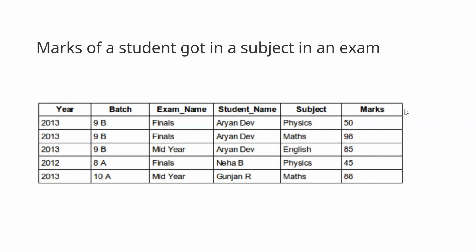We can add maybe question type, a different column name. So maybe broad question and short question, or maybe section wise I'm differentiating the marks. Then there should be other line items. 2013 9B finals Aryan Dev physics. Then section A, the number should be split. For section A, it should be 10. For section B, this kind of row should be there again. For section B, it should be 10 again. So this way, it's much more granular again.